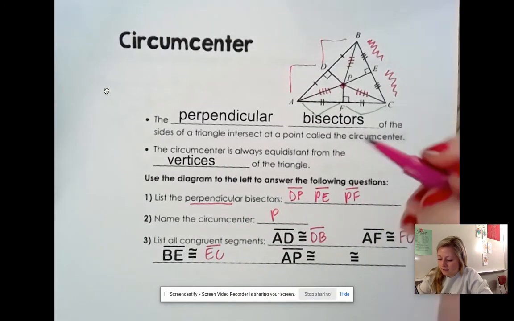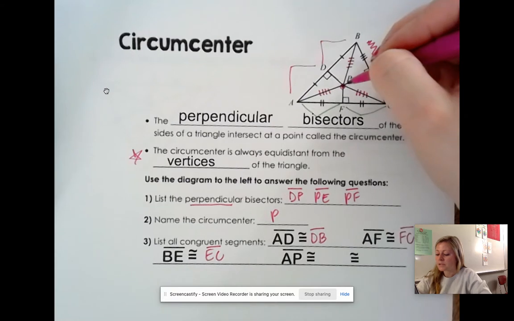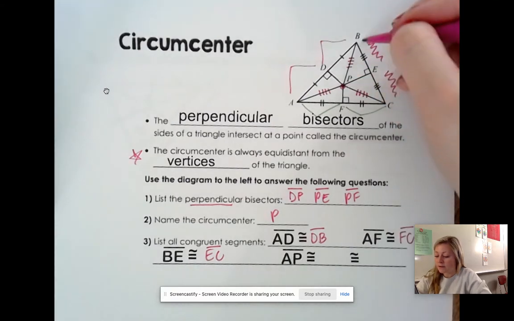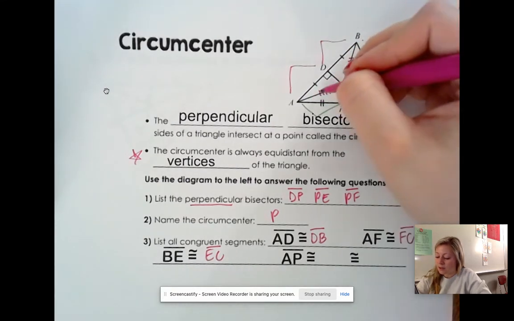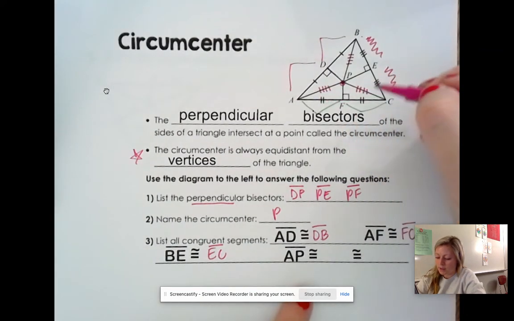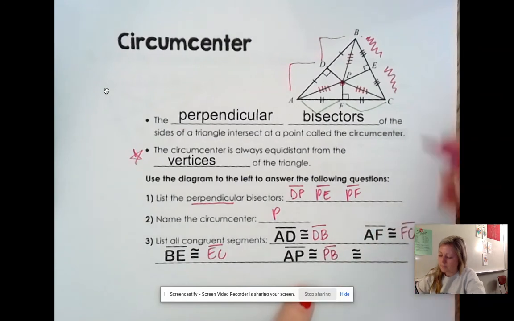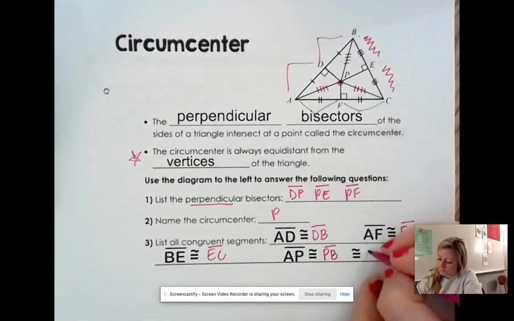And then this last little nugget of information right here, that the circumcenter is equidistant from the vertices of your triangle. So that means all 3 of those segments are the same. So they gave us AP, and then we know another one would be PB, and our last one, PC.